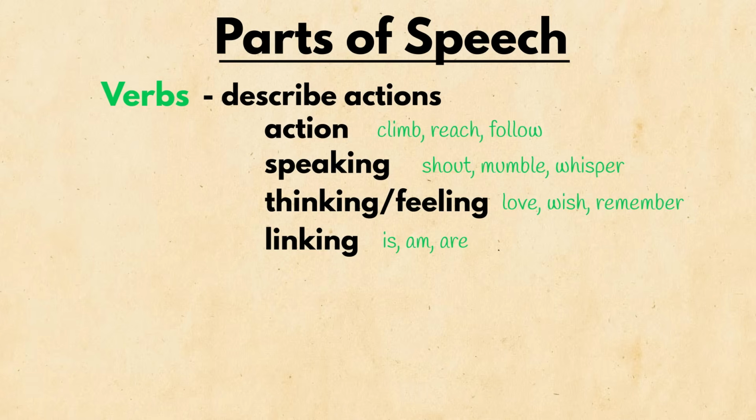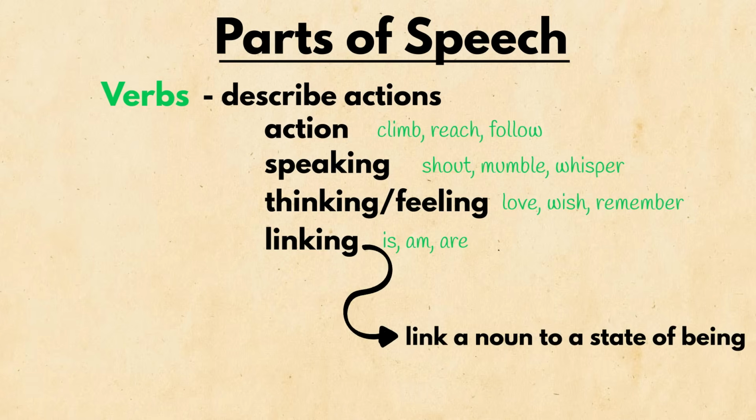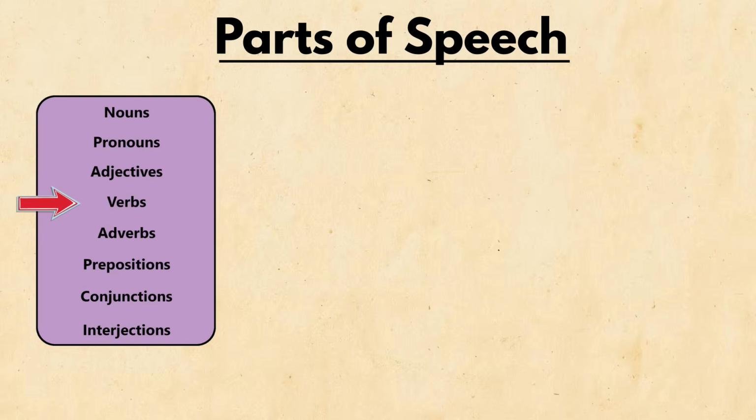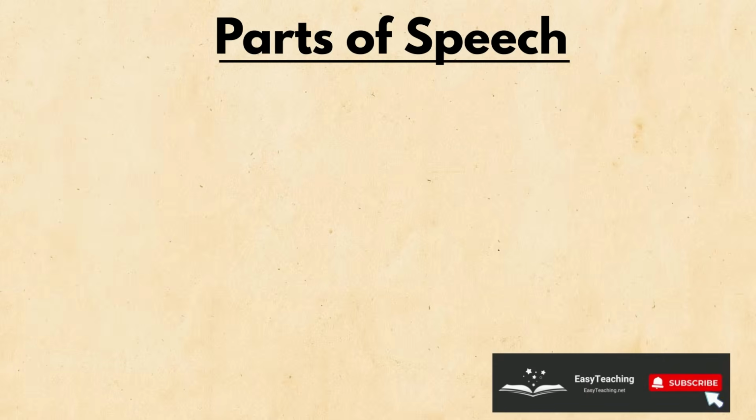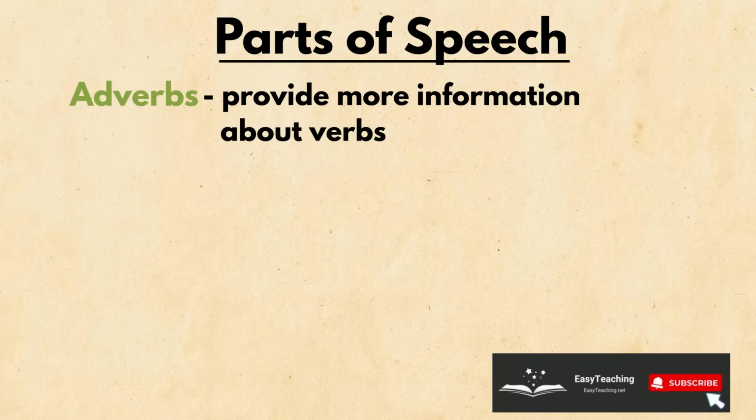Linking verbs don't express an action, rather they link a noun to a state of being. For example, she is happy, or they are friendly. Next up are adverbs. Whereas adjectives describe nouns, adverbs provide more information about verbs.